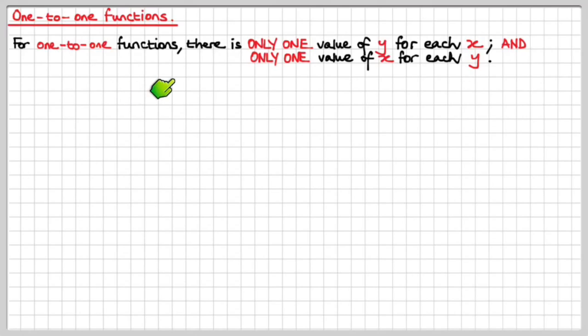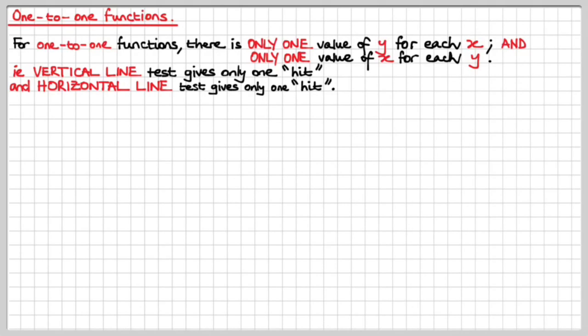Now for a one-to-one function there is only one value of y for each value of x, as I just said, and only one value of x for each value of y for that matter. That's for a one-to-one function. This applies to all functions, that's one-to-ones and many-to-ones, and you can add this one here for the one-to-ones. Now that might sound a bit abstract, but I'm going to make it very clear for you as we go along. That is, for a one-to-one, the vertical line test only gets one hit and the horizontal line test only gets one hit. That's for a one-to-one, okay?